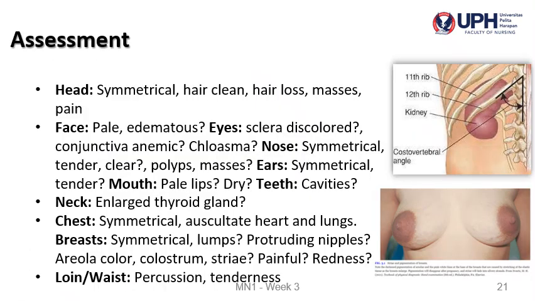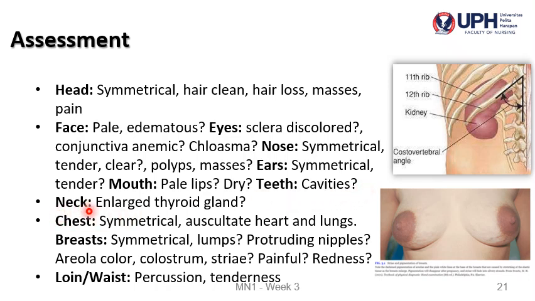Now, moving on to the assessment, we move from the head of the patient. We see if the head is symmetrical, clean hair, is there any hair loss, masses, or pain on the head. Then we see the face, is it pale, edematous. We see the eyes, is the sclera discolored, is there anemia under the conjunctiva, is there any chloasma. For the nose, is it tender and clear, are there any polyps, any masses. On the ears, are the ears symmetrical, tender? On the mouth, is the mouth pale? On the teeth, are there any cavities or caries?